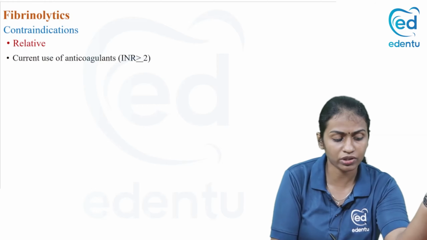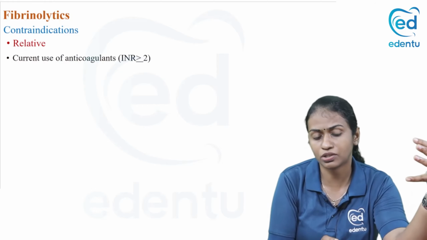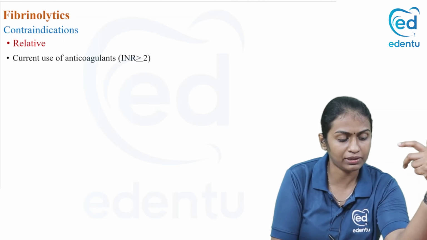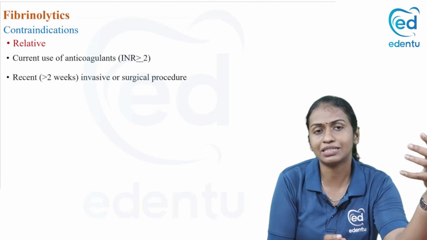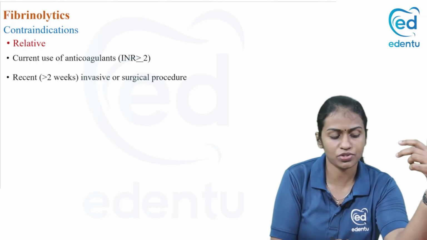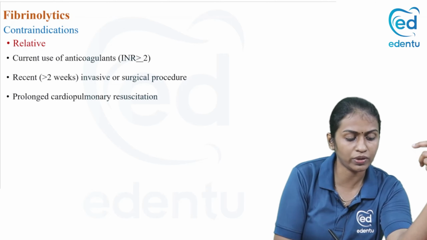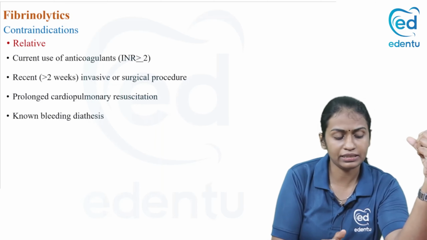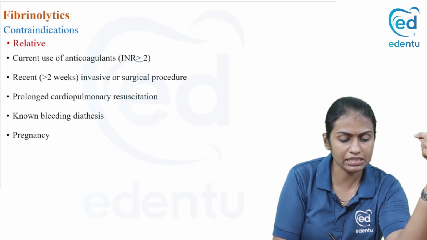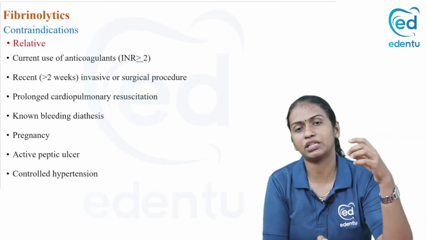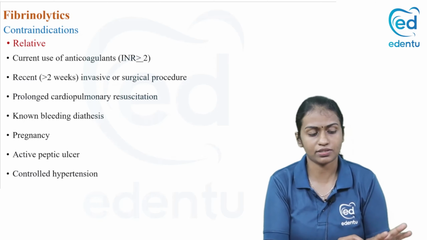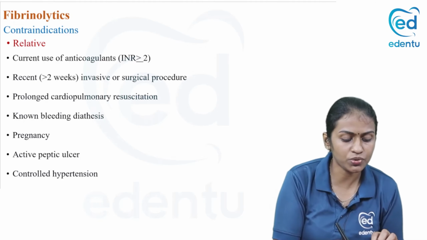What are relative contraindications? If you are on anticoagulants with an INR of more than 2, or if you are having any bleeding disorders, or if there is a recent surgical procedure you have done within 2 weeks, if you have done a prolonged CPR, known bleeding disorders, pregnancy, active peptic ulcer, controlled hypertension, all these are relative contraindications for fibrinolytics.